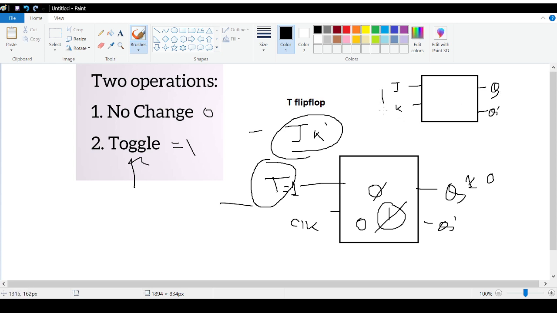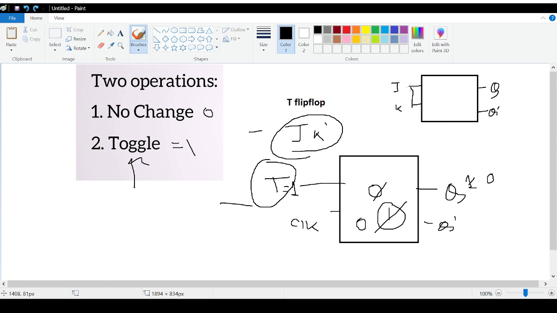And what if I pass 1, 1 through JK? What does 1, 1 do in JK? It will toggle, right? If the previous value was 1, it will change to 0. If the previous value is 0, it will change to 1, right? So now can you guess?